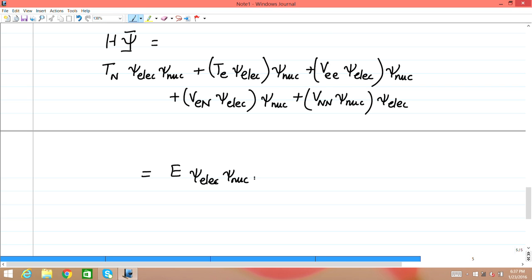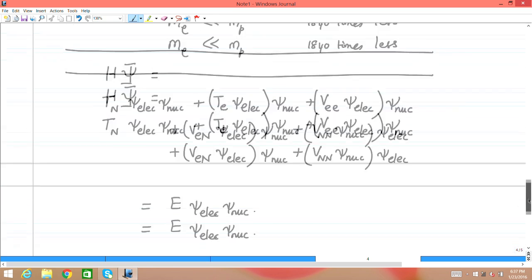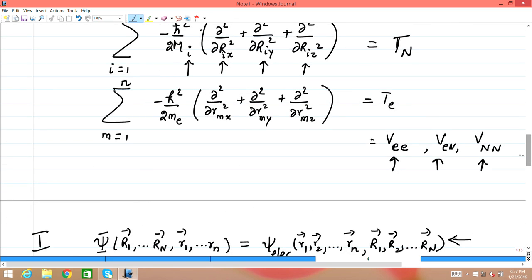Okay. Now, the brackets have some special meaning. There is no bracket here because this is the term we are going to discuss. Tn psi electronic psi nuclear, we will see what it needs to be changed to. But the other brackets are quite clear. Te contains only derivatives of the electron coordinates. You see that? It contains only the derivatives of the electron coordinates that you see here.